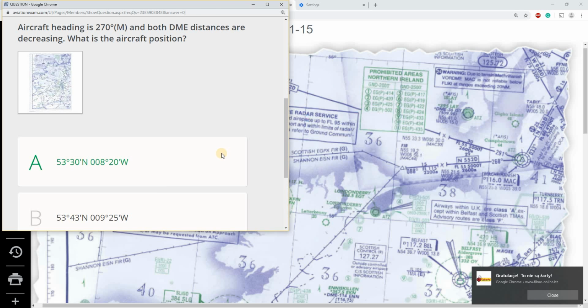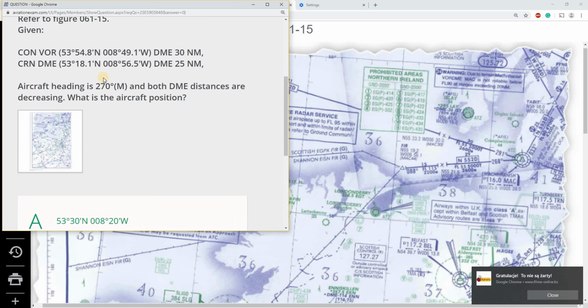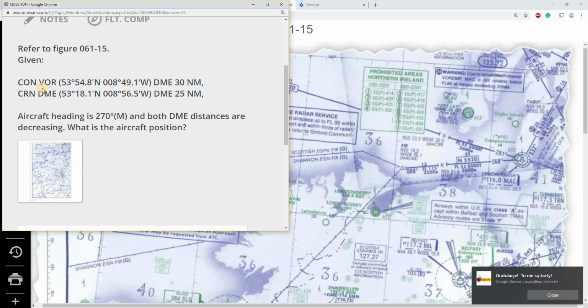Today we're gonna solve another general navigation question with the chart involved. So we have a figure and we have two stations, actually a VOR and a DME, and the aircraft is heading 270 magnetic, and both DME distances are decreasing. So first let's start by locating the stations.